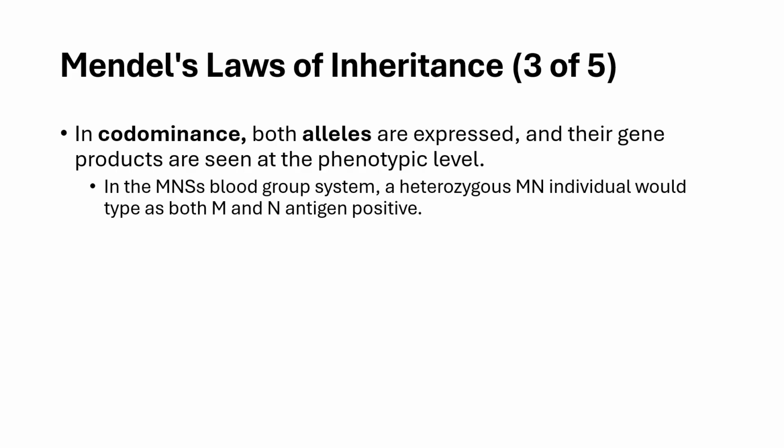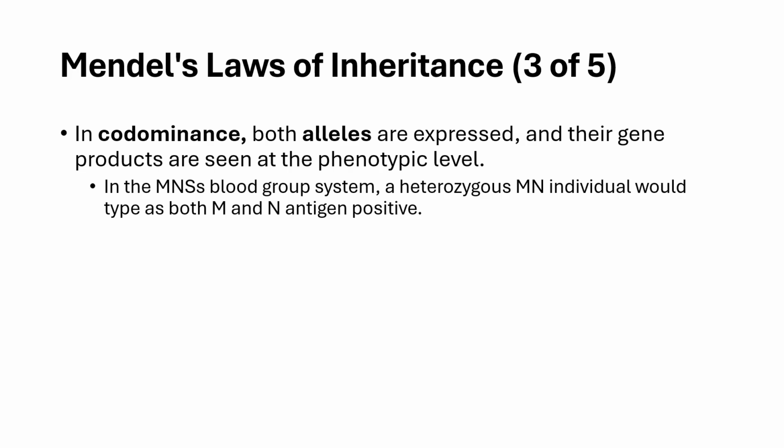Codominance, as mentioned before, means both alleles are fully expressed, and the products of each allele are visible at the phenotypic level. This means that neither allele masks the expression of the other. An example is the MNS blood group system, which we'll talk about later in the course. Individuals who are heterozygous for the M and N alleles, so they have a genotype of MN, will express both the M and the N antigen on their red blood cells.